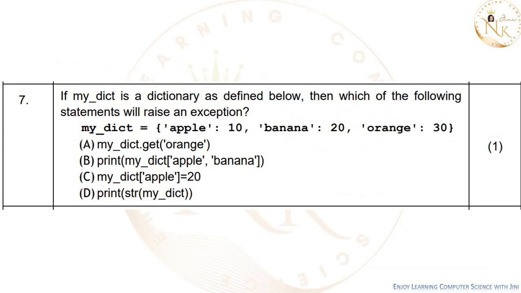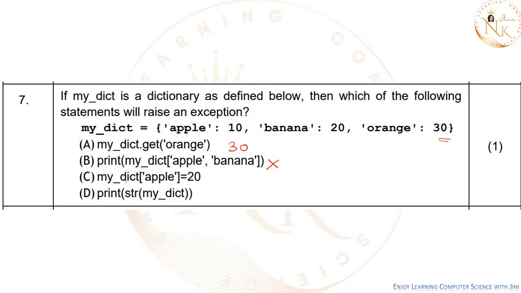Next one. If myDict is a dictionary as defined below, then which of the following statements will raise an exception? Exception is error. Okay. So the dictionary name is myDict. We have 3 elements. First one, my_dict.get(orange). The get method will display the value of the given key. So what is the value of the given key orange? 30. So this will not raise an error. Okay. Now print myDict of apple, banana. So this is not possible. You cannot give 2 keys to access.